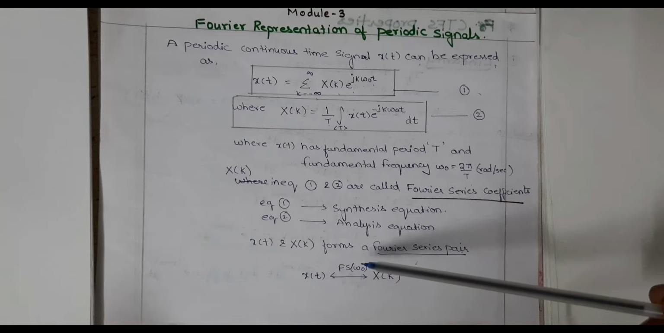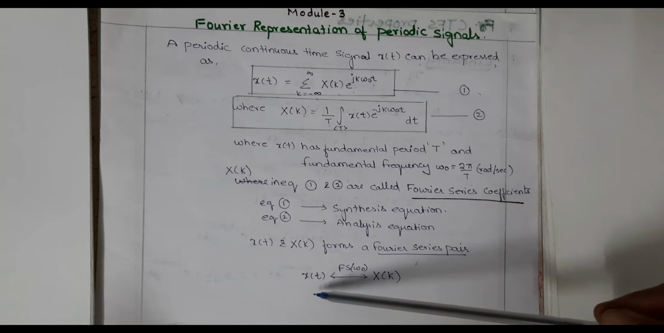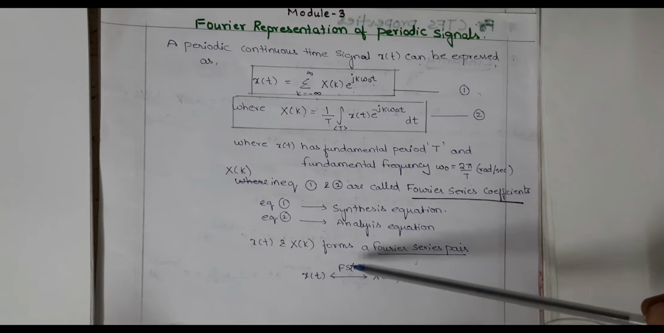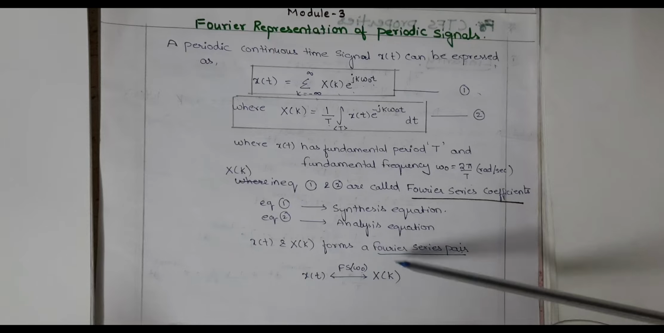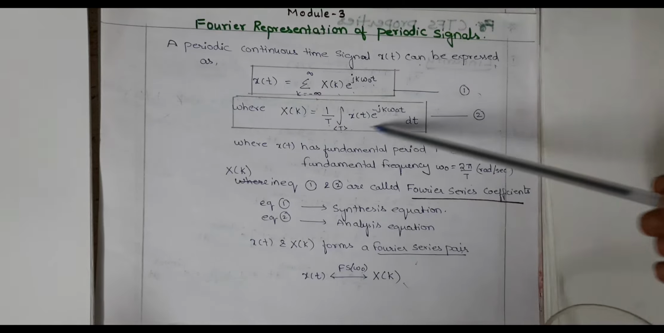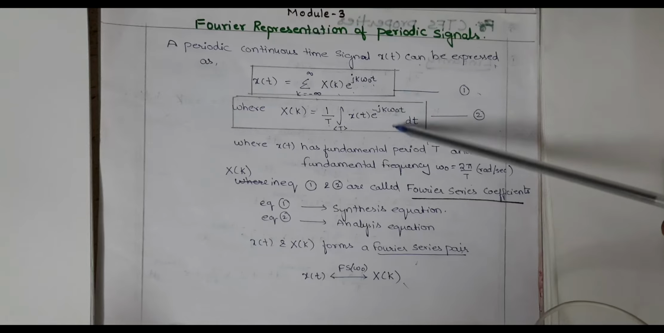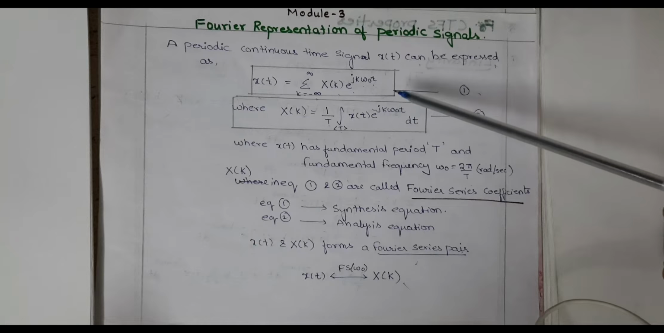The general representation of Fourier representation: given x(t), the Fourier representation with angular frequency omega naught is X[k]. So we have to remember these two formulas throughout the problems. In properties and problems, we will only use these two formulas.